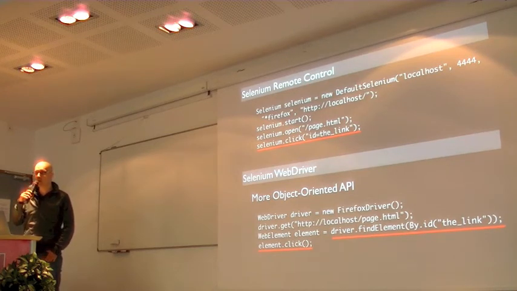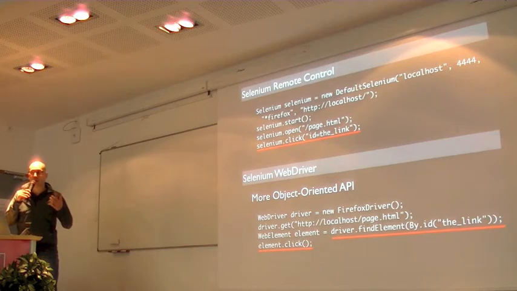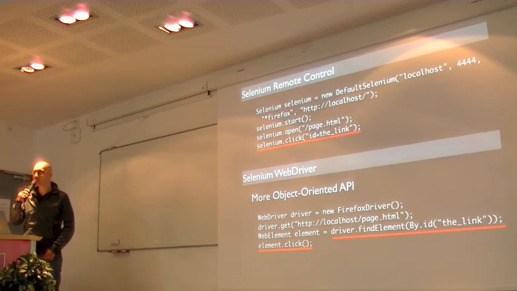The RC API in Java is very functional. It consists of a single monolithic class, which only has methods that take and return primitive objects, so strings, numbers, booleans, and arrays of those things. WebDriver aims to have a more object-oriented API.